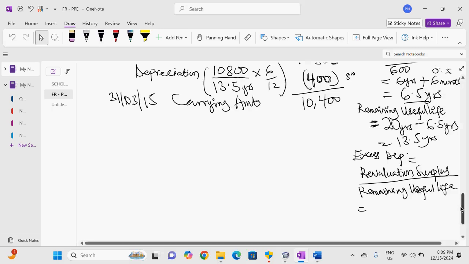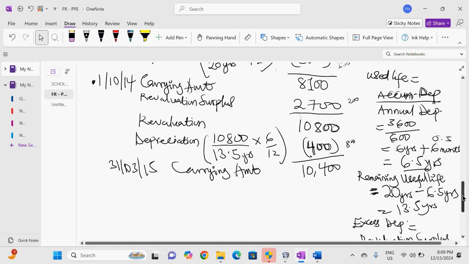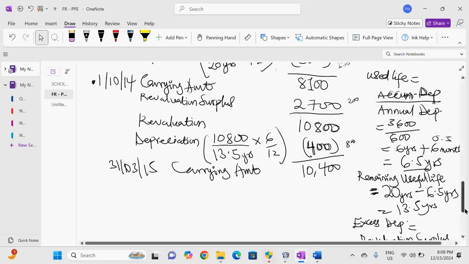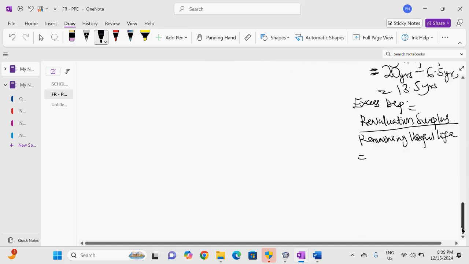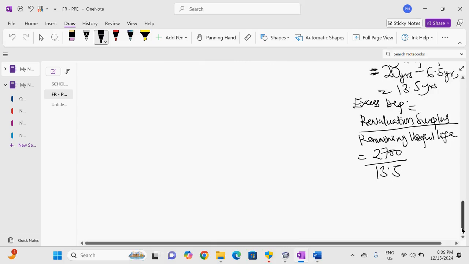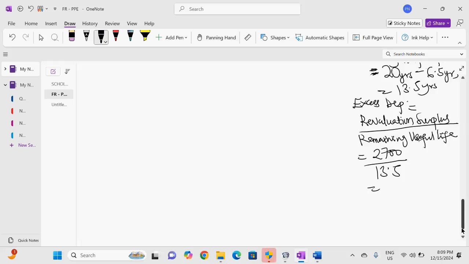What was the revaluation surplus that we had? 2,700. That is it. The revaluation surplus, 2,700, divided by the remaining useful life. What did you get for the remaining useful life? 13.5 years. So what are we getting for that? 200. That is giving us 200.